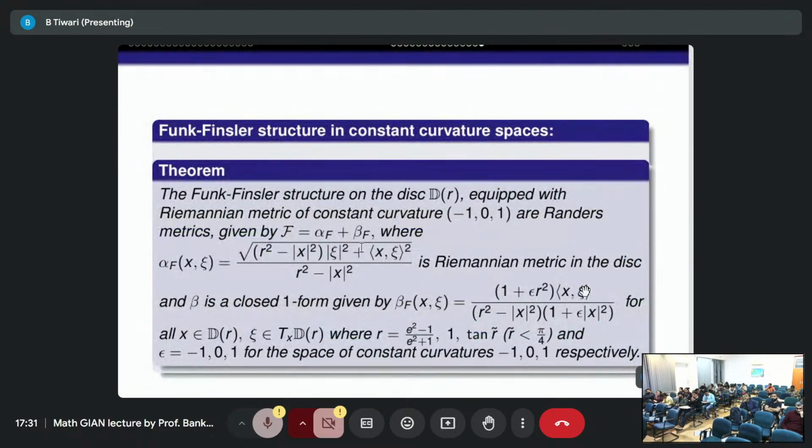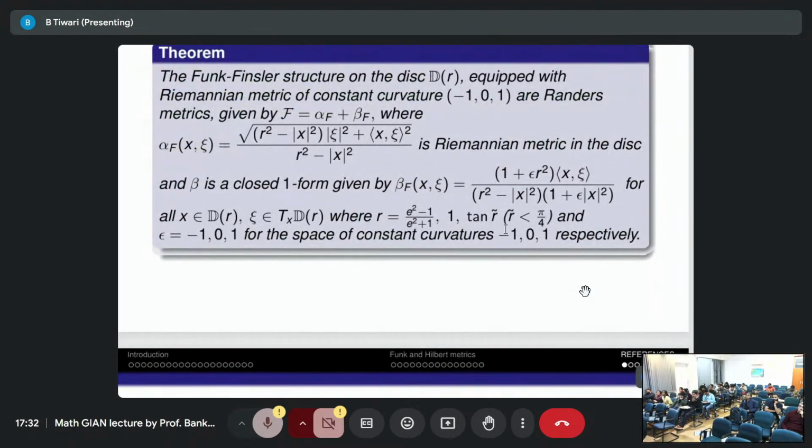It was recently that we computed, in fact, a formula for all three spaces, for Euclidean space, for hyperbolic space, for spherical space, in a single formula. It is given by this.